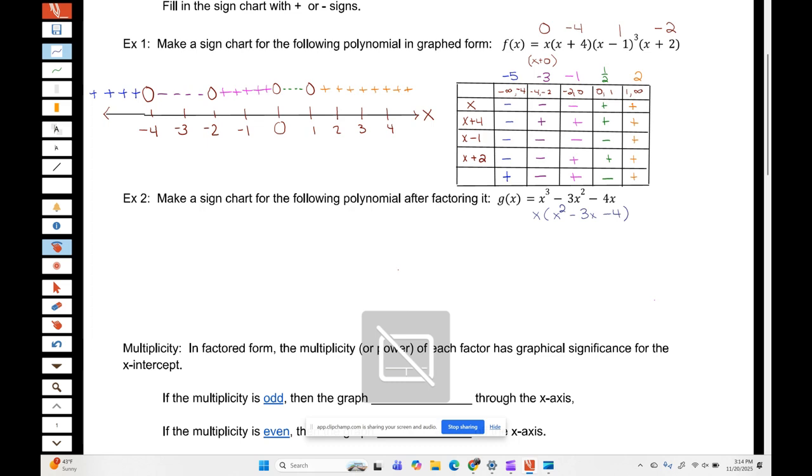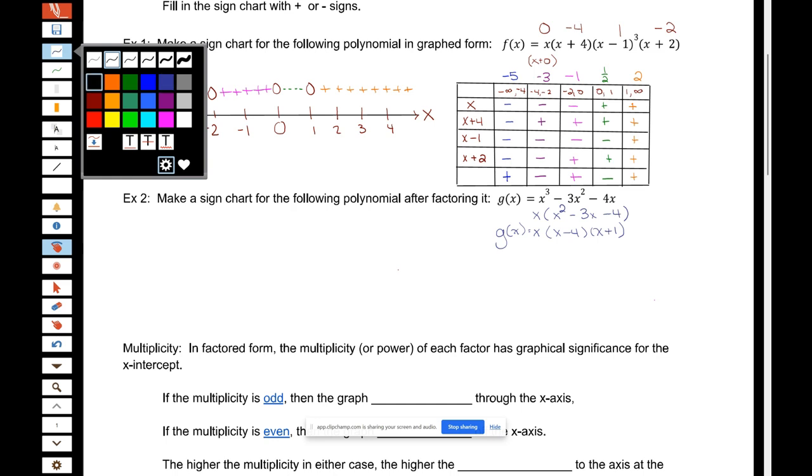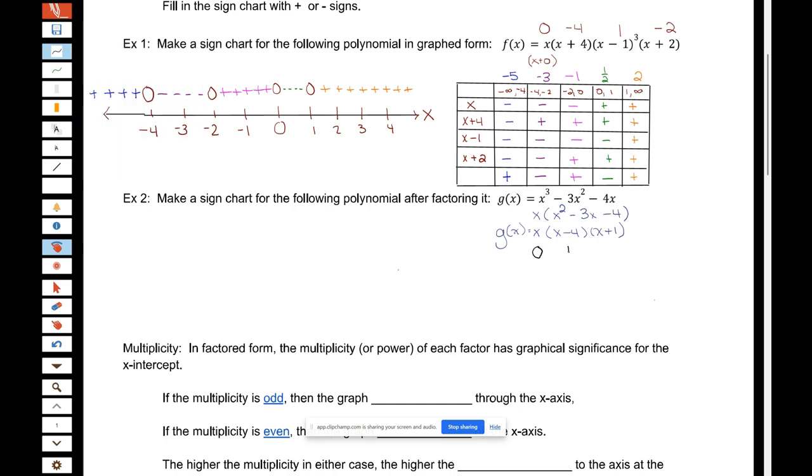Okay, so now I'm going to finish this one. X times x minus 4 times x plus 1. That is our fully factored polynomial. So that means we're going to have zeros at 0, at 4, and at -1. So I will make my number line. Actually, for this one, I'm not going to make a sign chart. I don't really think we need it for this one because it's kind of smaller.